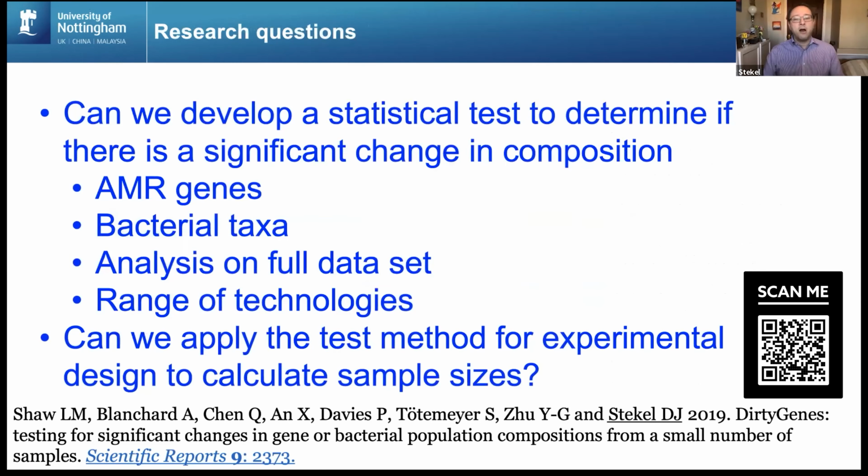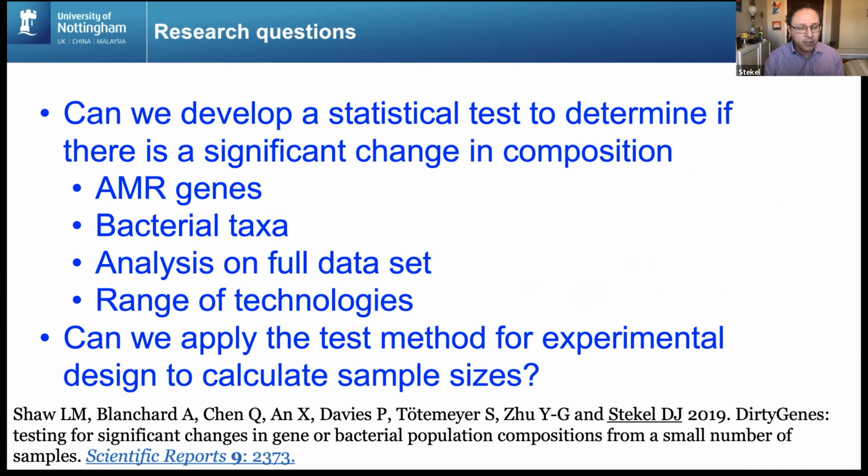So this is kind of where we got to, which was, can we develop a statistical test to determine if there is a significant change in composition? This is questions like AMR genes or bacterial taxa. We want to be able to do analysis on the full data set. We recognize these come from a range of technologies. And can we apply the test method also for experimental design to calculate sample sizes?